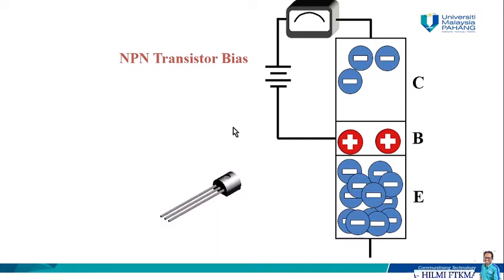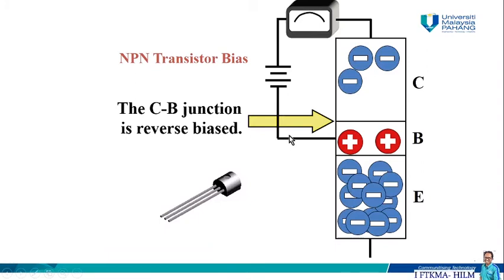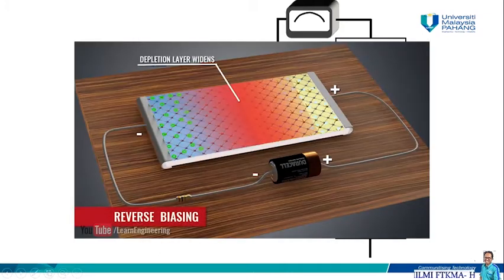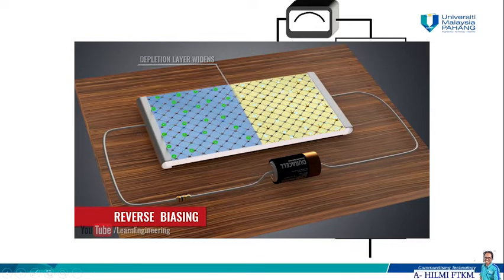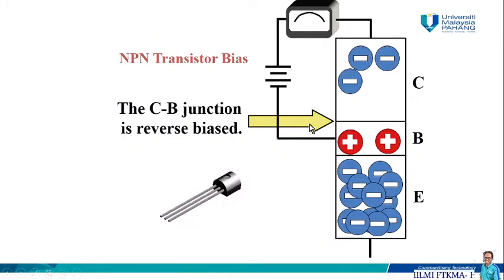If we connect the NPN transistor from the base terminal and the collector terminal, B and C, with an ammeter in series and with the input voltage, we are going to see that the CB junction is reverse biased. The terminals here are negative connected to positive. There will be no current flowing in this circuit of C and B, the collector and the base.